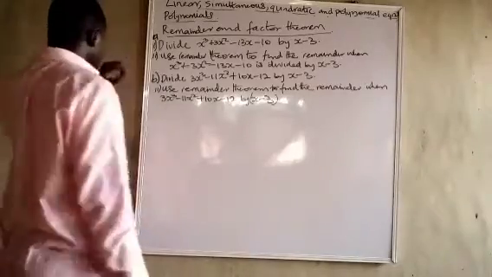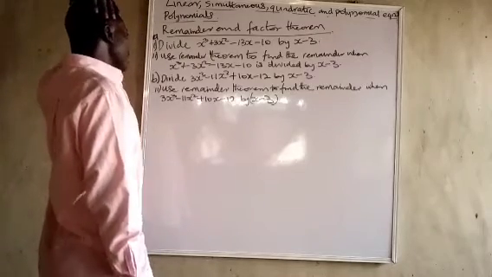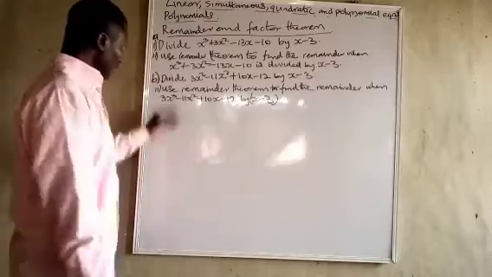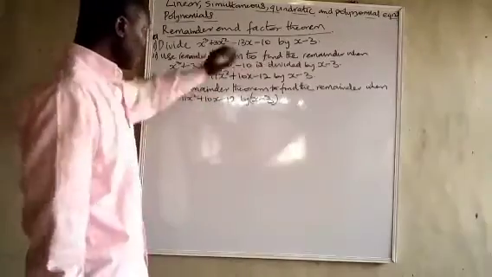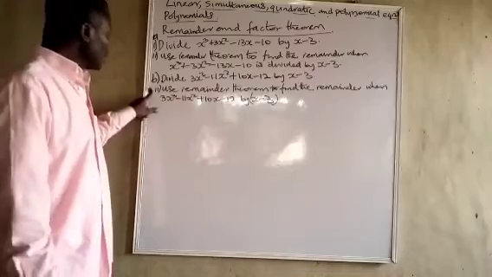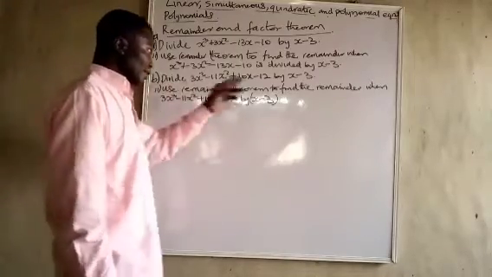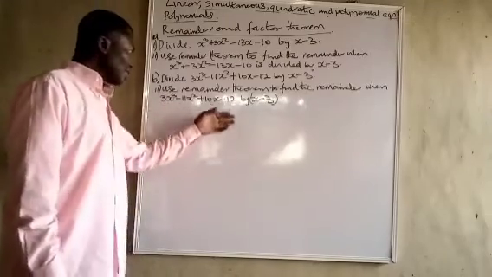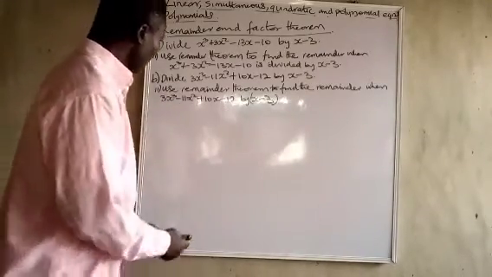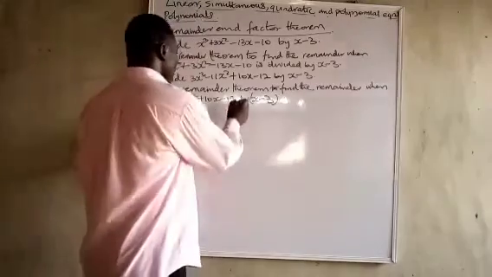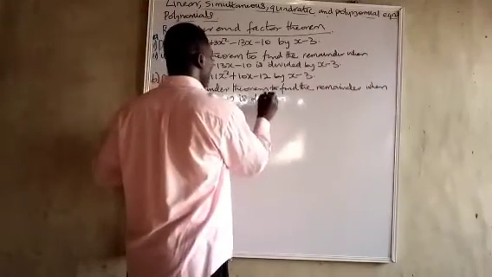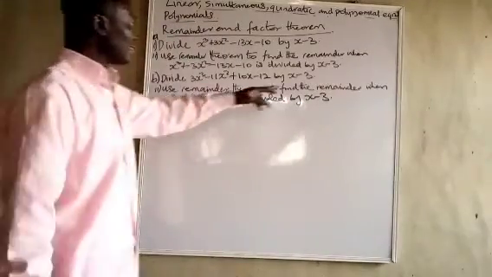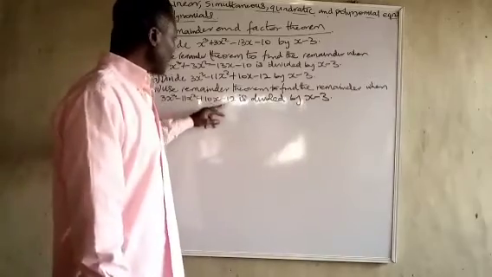Now we have these two questions to answer. The first part says divide x cubed plus 3x squared minus 13x minus 10 by x minus 3, and we are also asked to use the remainder theorem to find the remainder when we carry out this operation again. The second one says divide 3x cubed minus 11x squared plus 10x minus 12 by x minus 3. The second part says use the remainder theorem to find the remainder when 3x cubed minus 11x squared plus 10x minus 12 is divided by x minus 3.